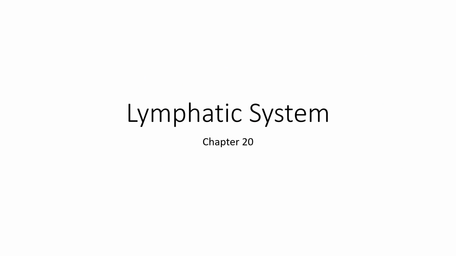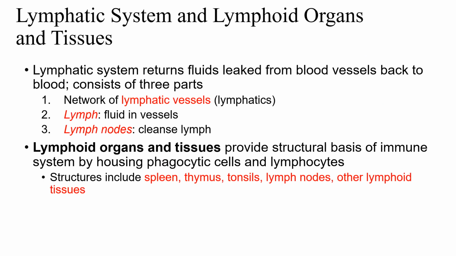Okay, moving on to the lymphatic system. So there are a couple of organs associated with the lymphatic system. That would include the spleen, thymus, tonsils, lymph nodes, and there will be some other lymph tissues that we talk about. But the lymphatic system is essentially a series of lymphatic vessels that we call the lymphatics that conduct lymph, which is fluid, to the vessels of the veins. And along the way, they're going to pass through lymph nodes, which will actually help to clean the lymph before that lymphatic fluid gets back to the heart.